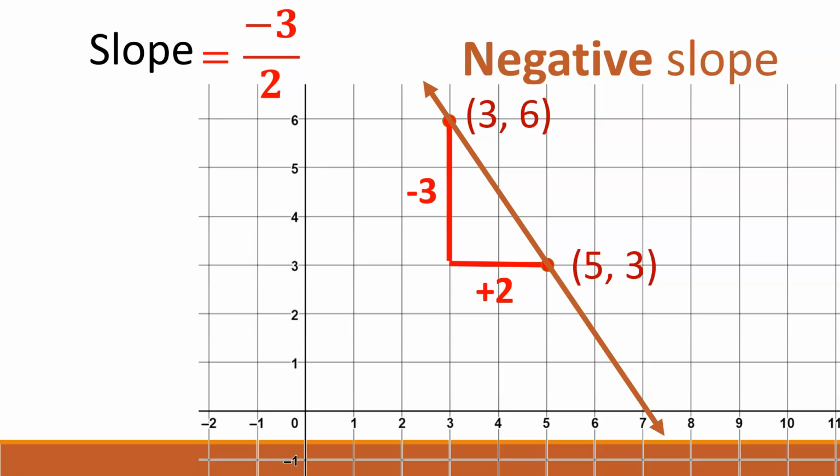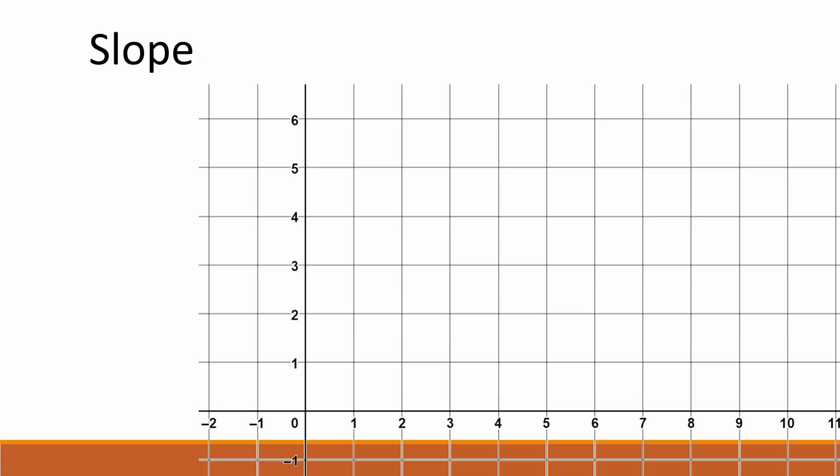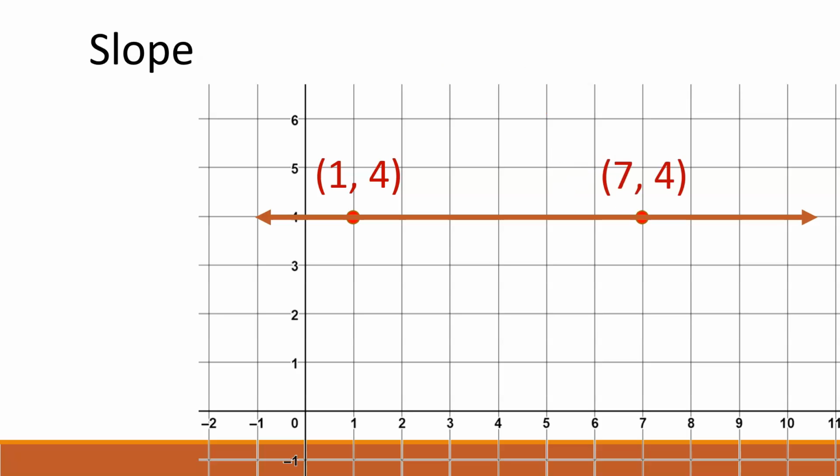And sure enough, this line does have a negative slope. Now how about this line? It's a nice horizontal line. We can still find 2 points on the line. We'll choose (1, 4) and (7, 4).